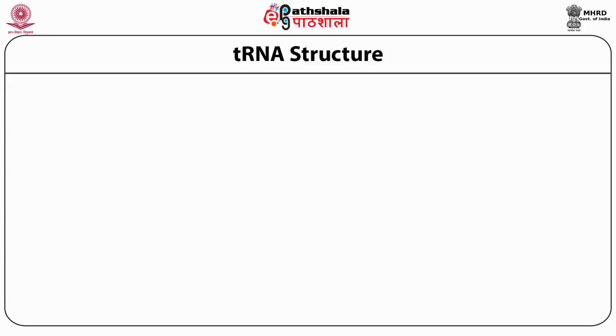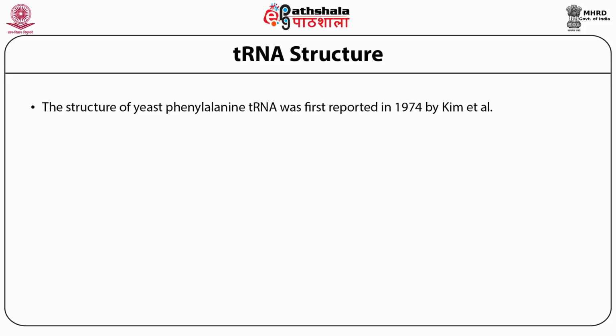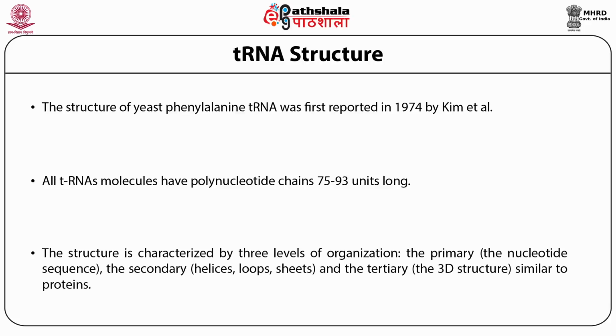tRNA structure. The structure of yeast phenylalanine tRNA was first reported in 1974 by Kim et al. All tRNA molecules have polynucleotide chains 75 to 93 units long. The structure is characterized by 3 levels of organization. The primary, which is the nucleotide sequence, the secondary, helices, loops, and sheets, and tertiary, the 3D structure similar to protein structure.